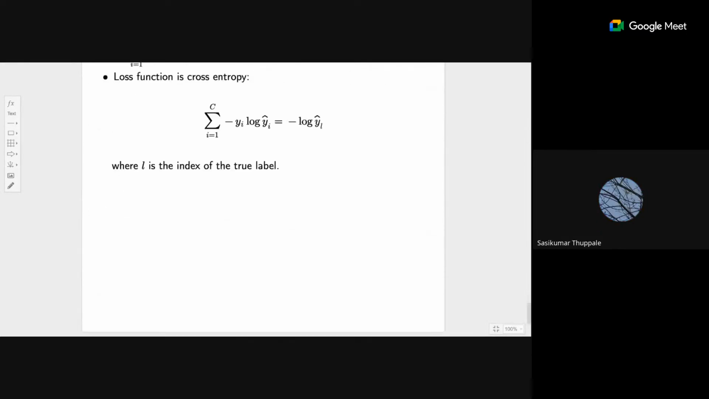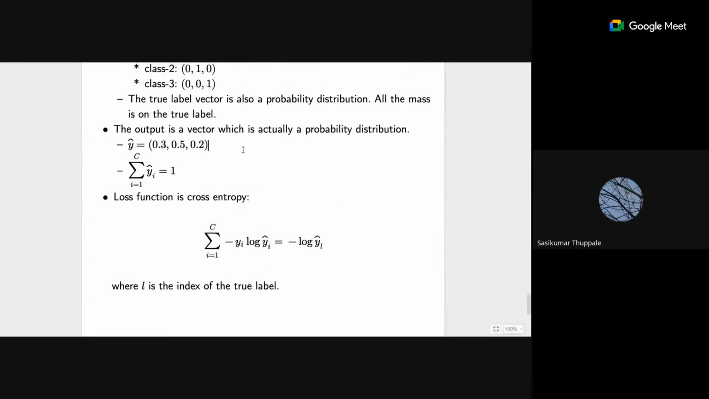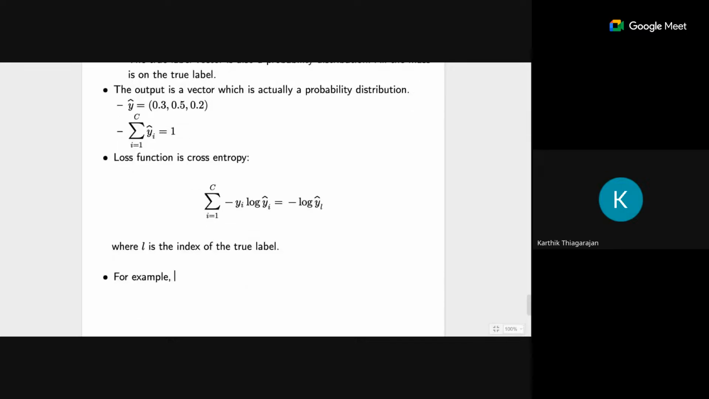According to the number of classes, this l will come. Correct. For instance, you have told that there are C classes. No, this will be the true label. For example, let the true label be the second class. You'll represent this as this vector. And the predicted output of the network.